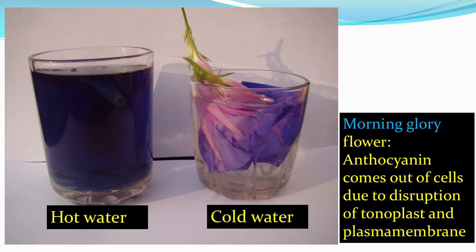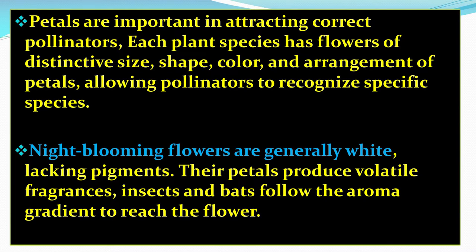But if you put this marigold flower in the same way, the pigment will not come out in hot water. So, it signifies that if it is not coming out in hot water, it is not anthocyanin, rather it is carotenoids. So, now the petals are important in attracting pollinators. Petals have different sizes, shapes, colors and arrangements.